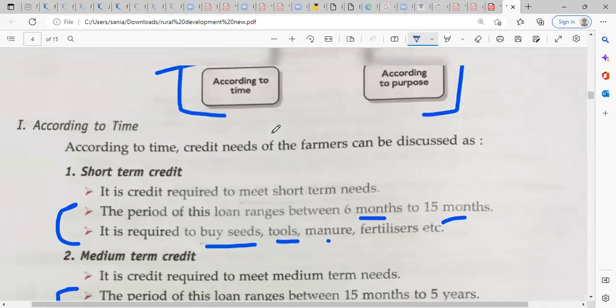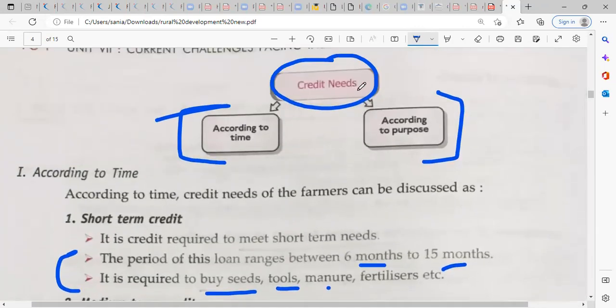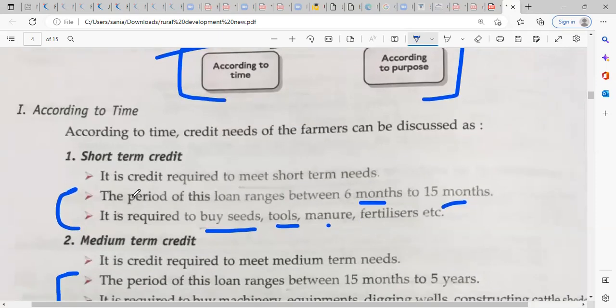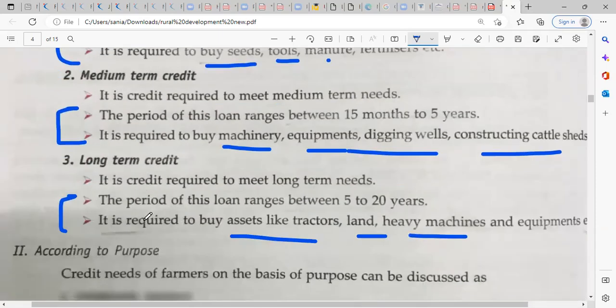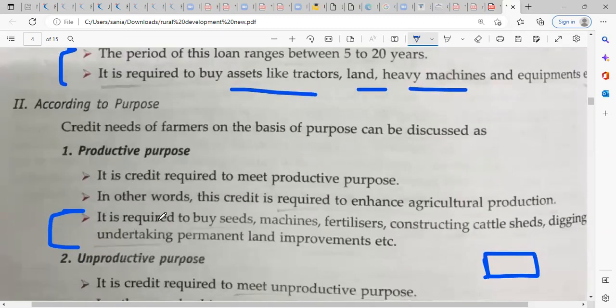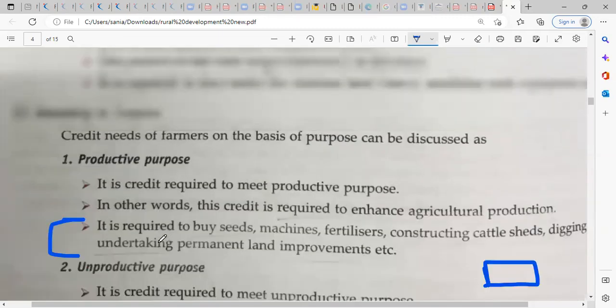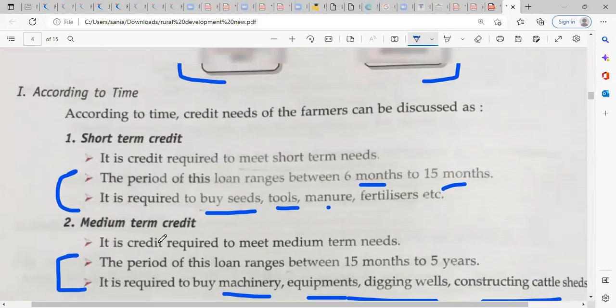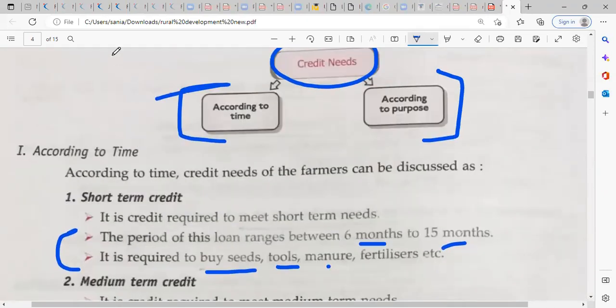So what you will write? You will write credit needs. You will draw it, and then according to time, short term, these 2 points. Medium term, these 2 points. Long term, these 2 points. Then second, according to purpose, productive, this point, and unproductive, this point. Clear? So first you will write this, and then I'll scroll it down one by one.